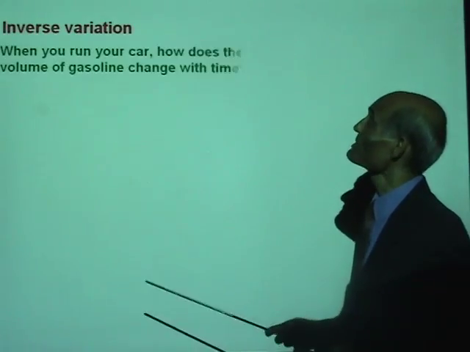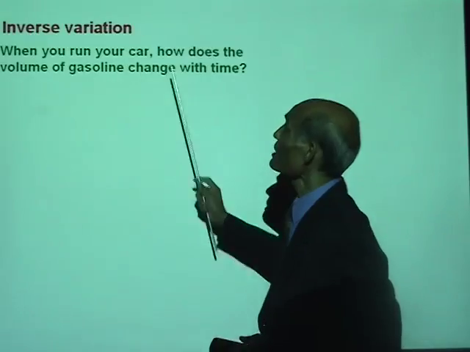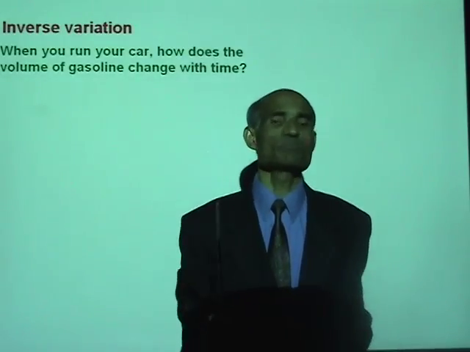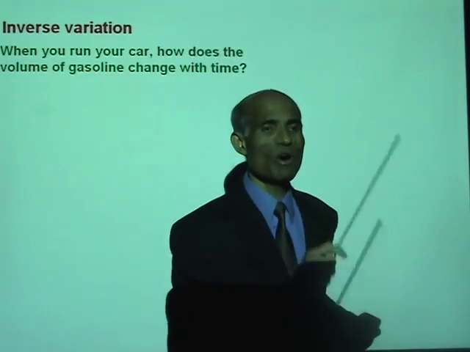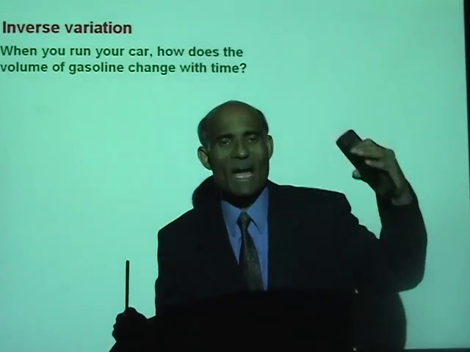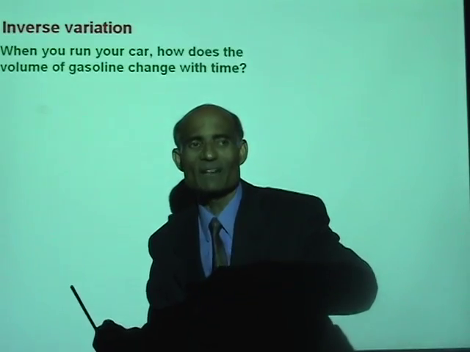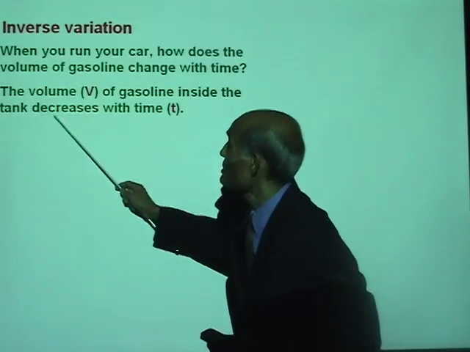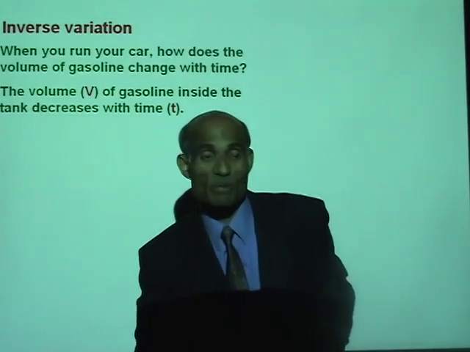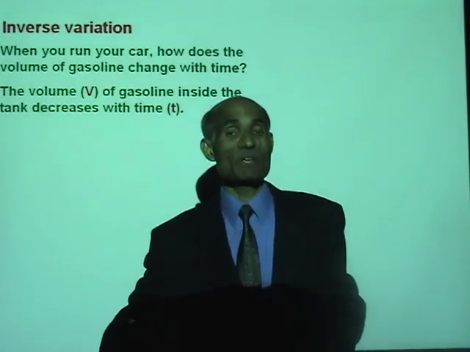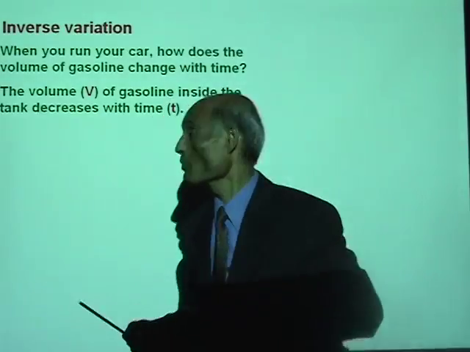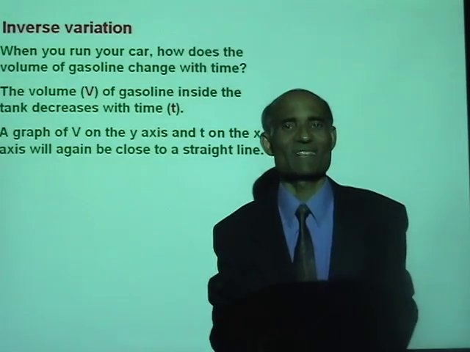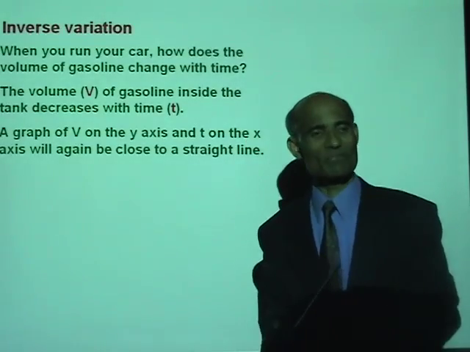Now, how about inverse variation? When you run your car, once you filled your car, closed your gas tank, paid the bill of course, and drive on, as you keep driving, what happens to the volume of gasoline in the tank? Well, the volume V of gasoline inside decreases with time. You keep driving, and with time, the volume decreases. Can you tell me what the graph of that will look like? Can you draw a graph of that?